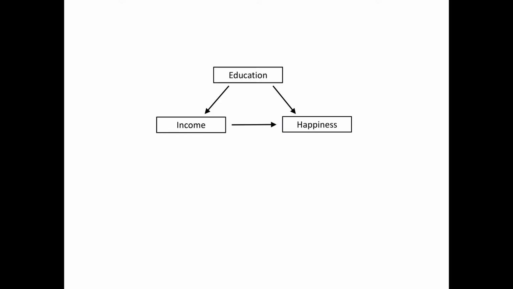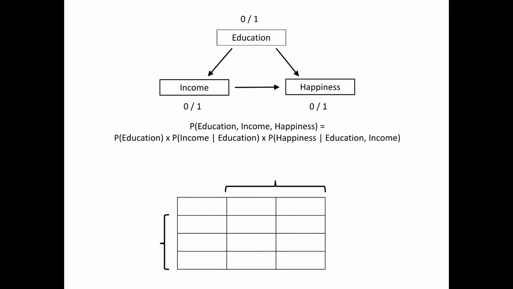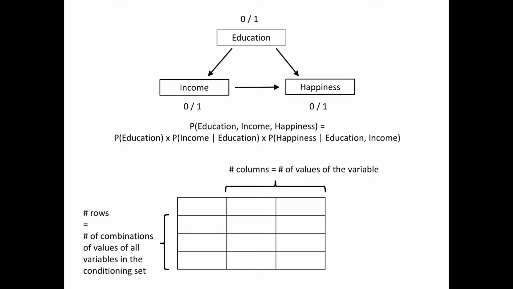For clarity, during the next slides, we will indicate, next to the nodes in the graph, that the variables are binary, and express the factorization of the joint distribution, so we can follow how this information is used to build the conditional probability tables. In the conditional probability table for a variable, we will express in the columns of the table the values that such variable can take, and in the rows, all the possible combinations of values for all the variables in the conditioning set for this particular variable.